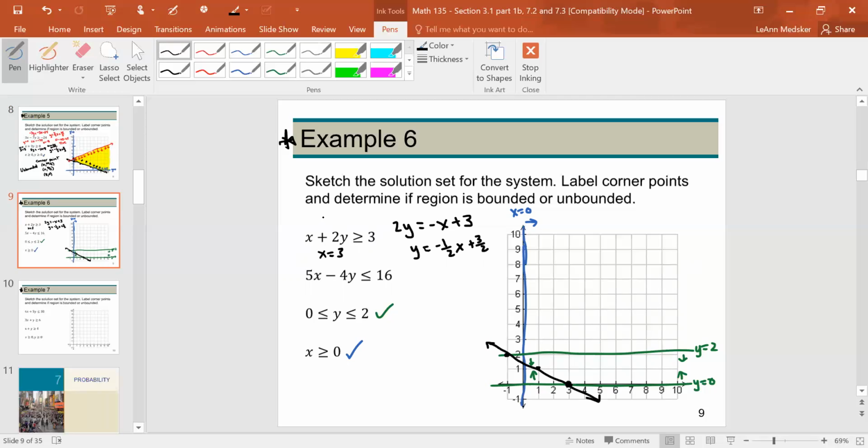and 0, 0 plugged in to see if we're shading towards the origin or away. 0 is not greater than 3. So we can't shade towards the origin, we have to shade away from it.